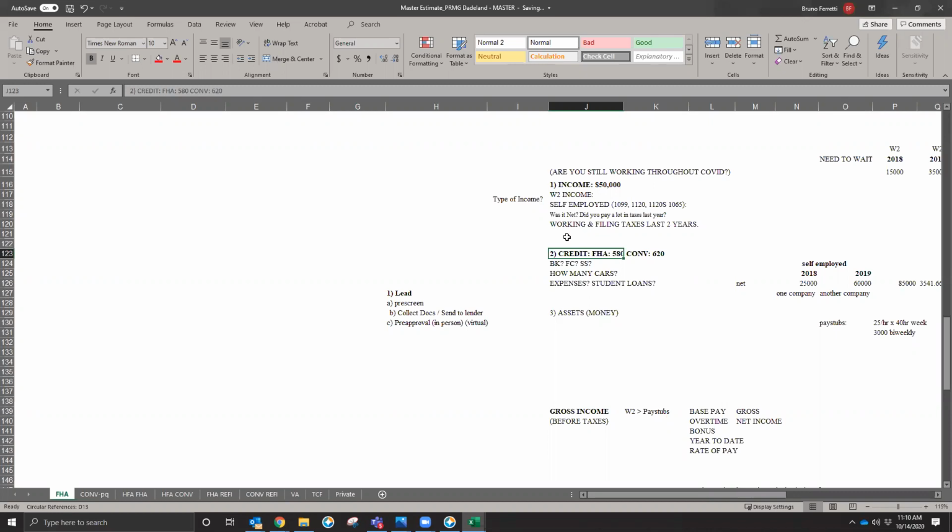That's income. Credit. Where's your credit score, more or less? Have you had a bankruptcy, foreclosure, short sale, anything like that? Do you have a lot of expenses on your credit? How many cars do you have? Do you have student loans? Anything like that? Perfect. Assets. How much do you guys think that someone needs to buy a home minimum?